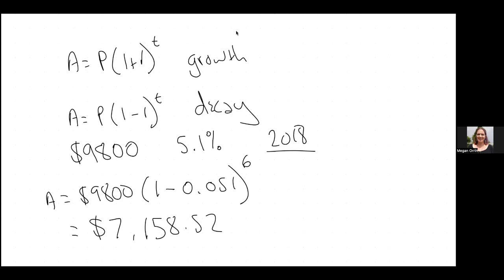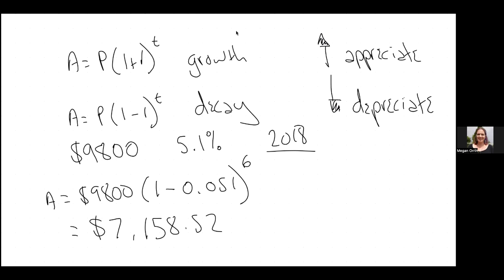Things can depreciate over time, right? So when things go down, they are depreciating. That is not how you spell depreciate. I can't write and speak at the same time. Depreciate. And when things go up in value, what are they doing? Appreciating, right? So they appreciate in value or depreciate in value. So we're looking at growth and decay.